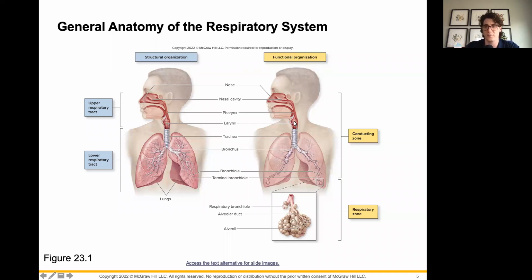So we need to make sure that we're getting moisture in there. That's one of the other functions of our respiratory system, making sure that respiration can happen easily without drying out all of our tissues. So that means we need to moisten the air coming in.